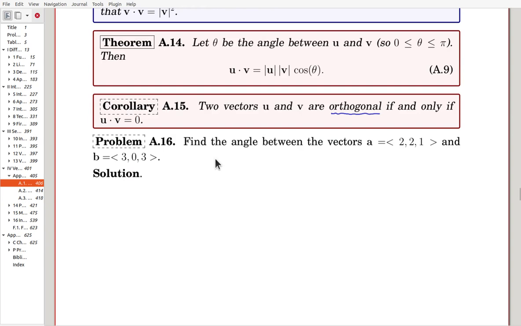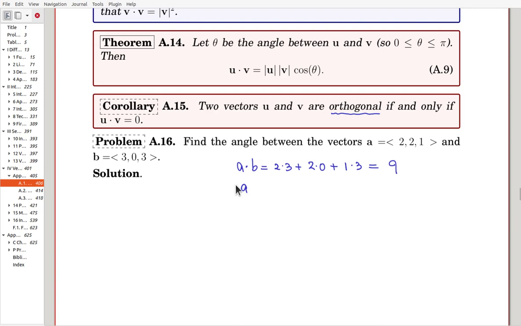Find the angle between the vectors A and B. We'll try to use this formula. First, we try to get A dot B. That one is 2 times 3 for the first components, 2 times 0 from the second components, and 1 times 3 from the third components. So that is 6, that is 0, that is 3, so that is 9.